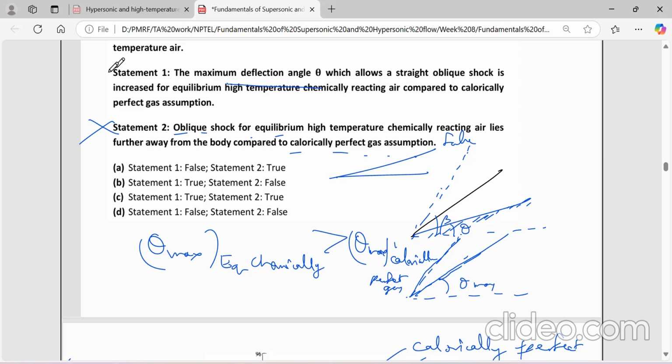And statement first was true because theta max for equilibrium high temperature chemically reacting air is increased compared to calorically perfect gas assumption. So statement 1 is true and 2 is false. Option B is correct.